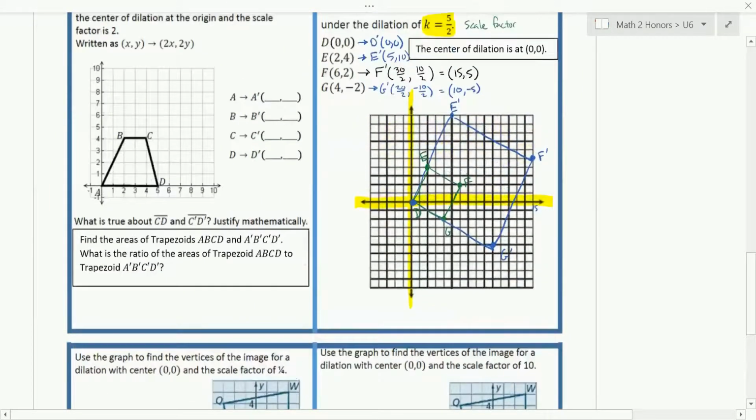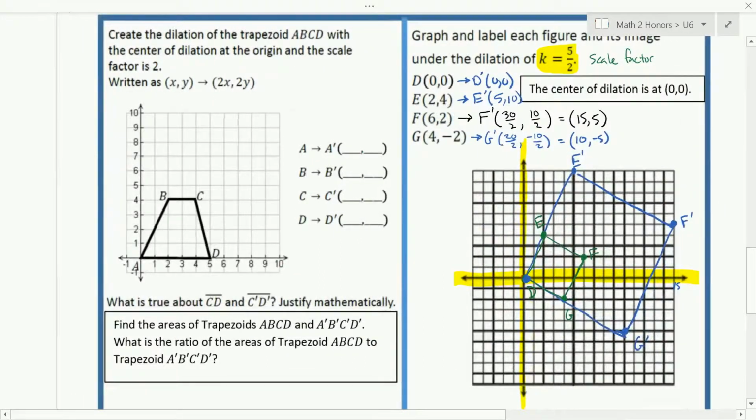Okay. Let's now look at the one next to it, the trapezoid one. So create a dilation of the trapezoid ABCD with the center of dilation at the origin and the scale factor being 2. You can also write that as (x, y) goes to (2x, 2y), so you're multiplying all your coordinates by 2 to get the new one. So I want you to fill out what A prime, B prime, C prime, and D prime should be. I want you to draw that. And then you got a couple questions about it.